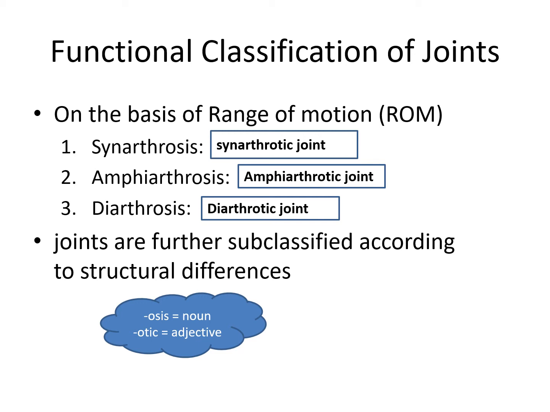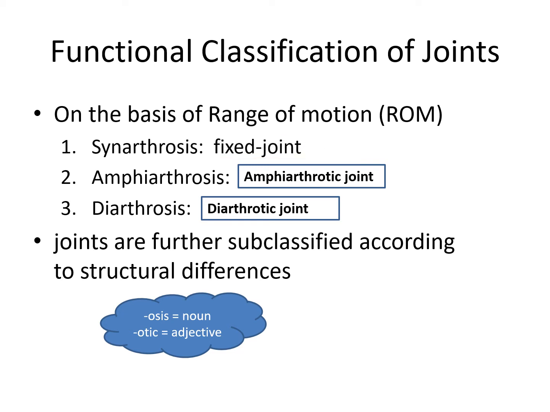So synarthrotic joint is very fixed, which means there's no movement. A good example is suture in the skull. So sutures is an example of a synarthrotic joint.